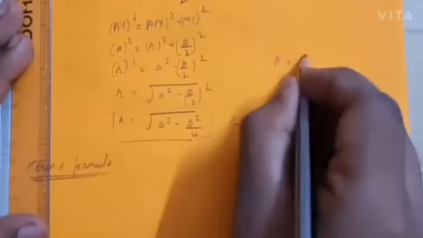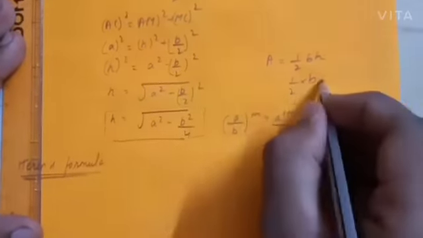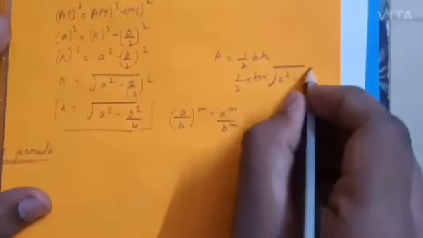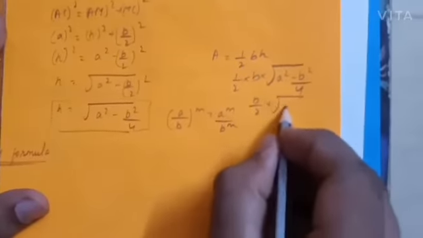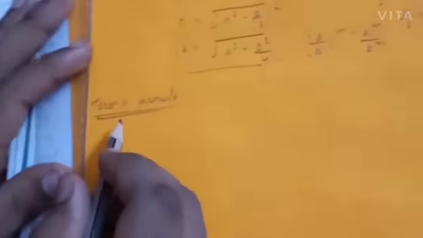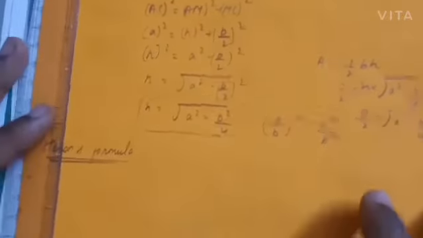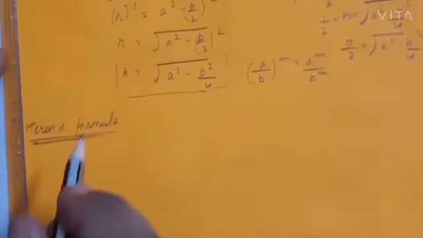So here, how do we find the area? Area is equal to half BH, right? So half into base into height, what is the height? We'll substitute here, root over a square minus b square by 4. So it is nothing but b by 2 into root over a square minus b square by 4. The same we would get if we do it with Heron's formula. So what is Heron's formula? If three sides are given, how do we find the area of the particular triangle? By using Heron's formula.